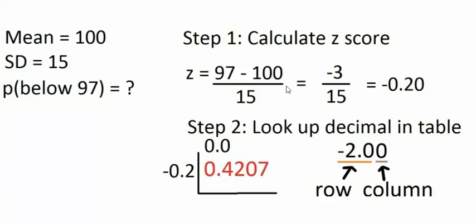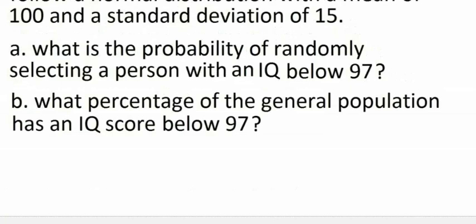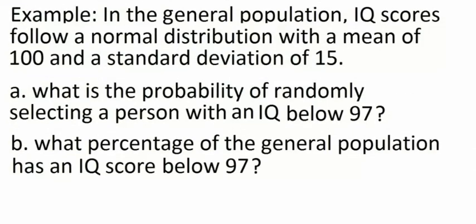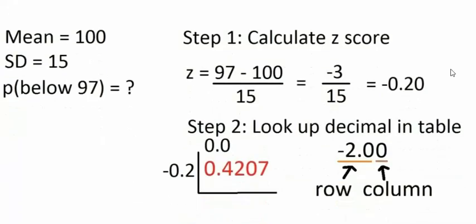are provided. If you go up to the problem, you can see that all three numbers are provided. We have the mean and standard deviation up here, and in part A, we have the IQ that we're turning into a z-score, 97. So the number that you're turning into a z-score always goes right here. Then you always have your mean here and your standard deviation on the bottom.